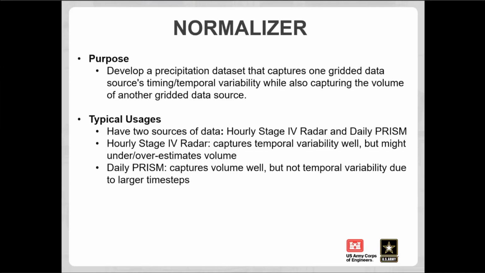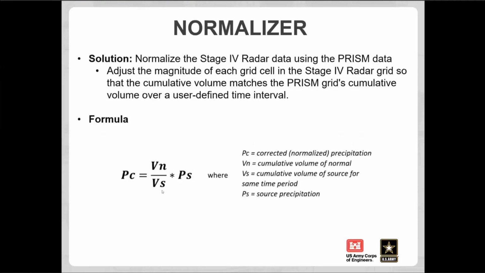Meanwhile, you also have another data set that captures the total precipitation volume well, but doesn't capture the temporal variation well due to its larger time steps. An example of such a data set is the daily PRISM data set. As such, the goal of the normalizer utility is to take advantage of each of those data sets and create a better, normalized data set. For instance, the normalizer would normalize the Stage 4 data set using the daily PRISM data.